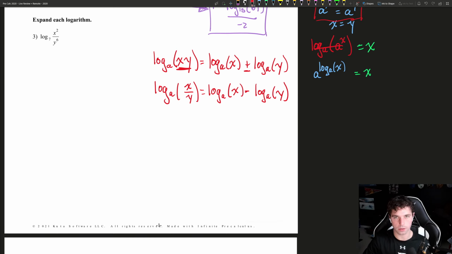Okay, and then the last one is the power property. So if we have log base a of x to some power, let's say b, we can take this b and put it out front, and then that's expanded. Okay, now all these properties work in both directions. So we can go from right to left or left to right.